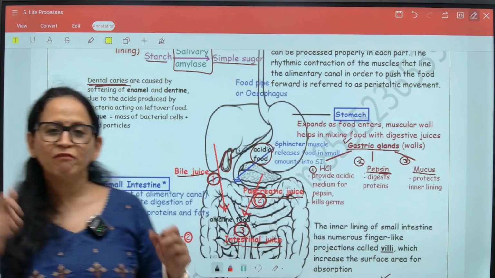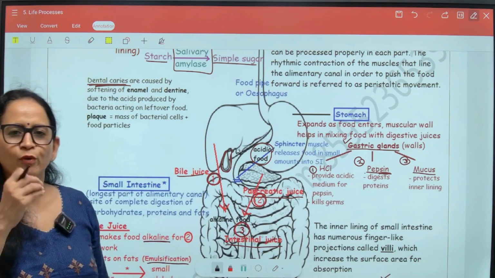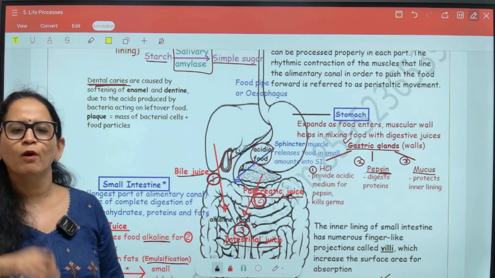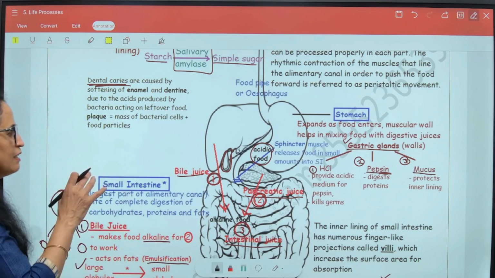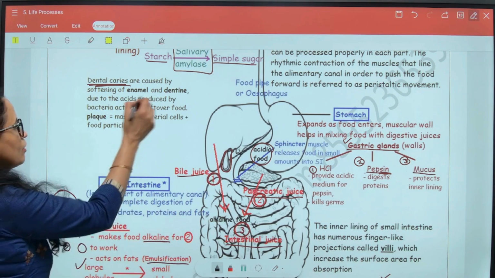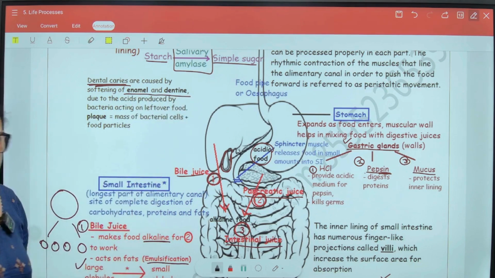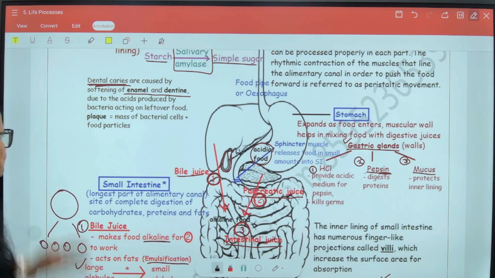So when we don't brush our teeth before going to bed, the leftover food in the teeth is acted upon by bacteria present in the teeth. So the bacteria break down that leftover food and release certain acids, and these acids corrode the enamel and dentine. So this leads to cavities or caries in the teeth.